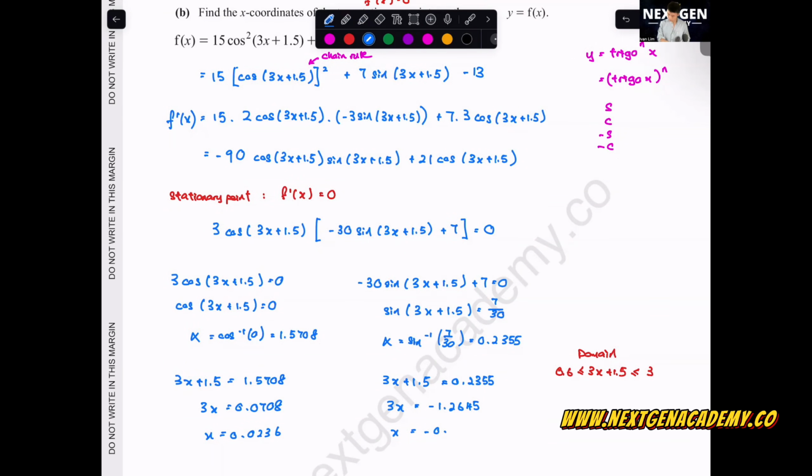Okay, wait. 0.2355 minus 1.5 divided by 3. Wait, the answer is wrong. Okay, where did I go wrong? Inverse sine 7 over 30 is 0.2355. Minus 1.5 divided by 3 is negative 1.2645, negative 0.42. Wait.